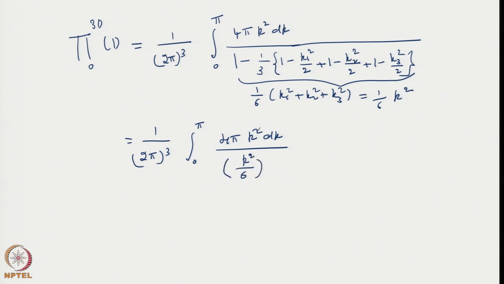Most important thing is we notice that the k square cancel with each other. So it is going to be 4 pi into 6 into 2 pi cube, 8 pi cube, we can say, in any case, integral 0 to pi dk, which is actually a finite value. We are not going to be very sticklers about the exact numerical value, but this demonstrates that it is finite.